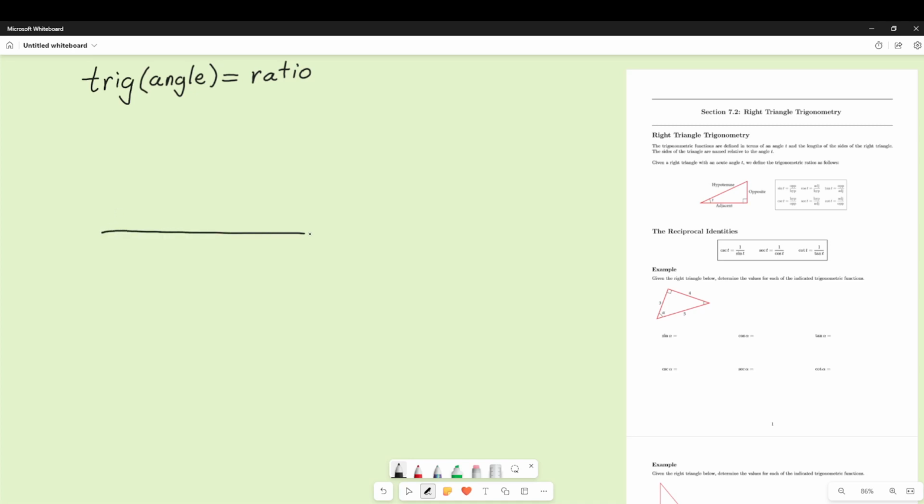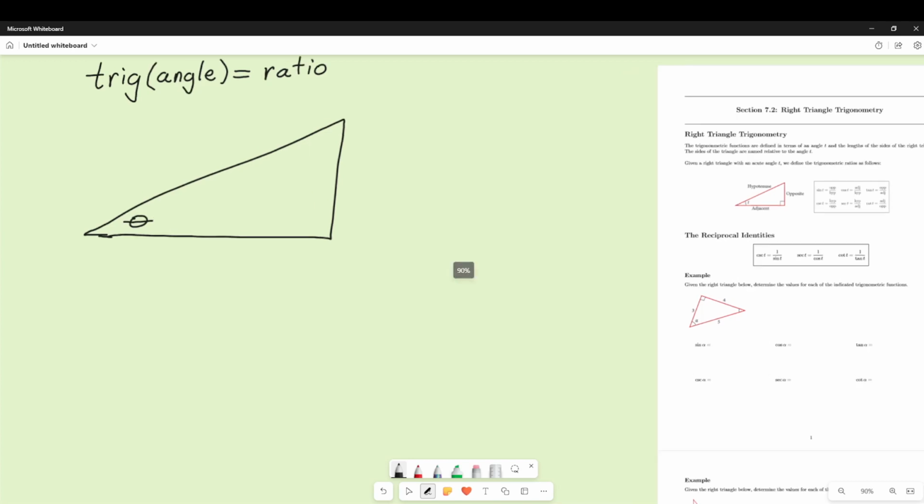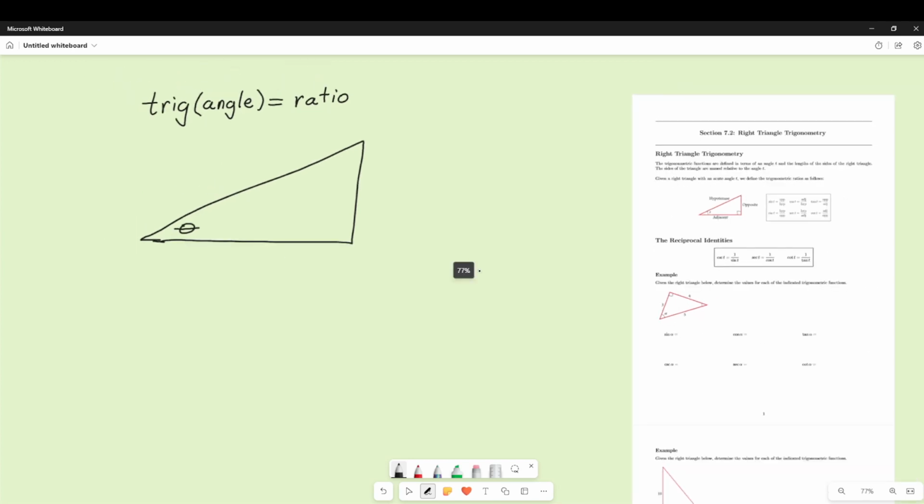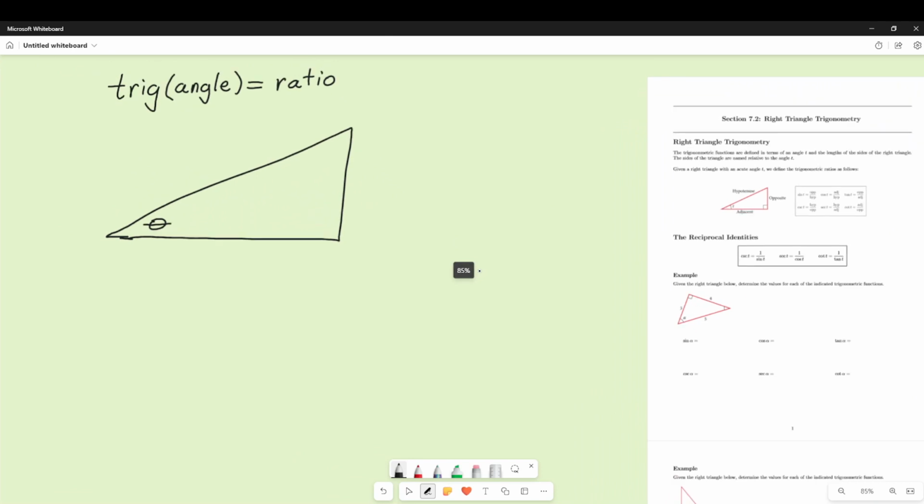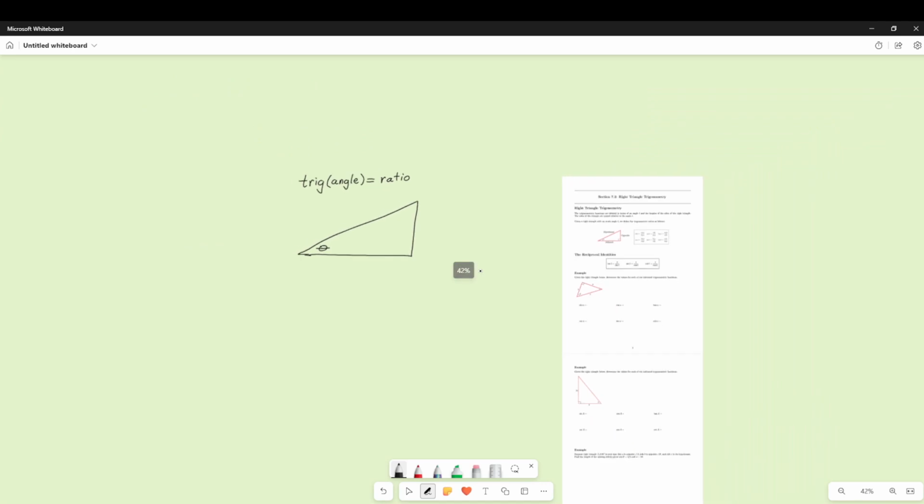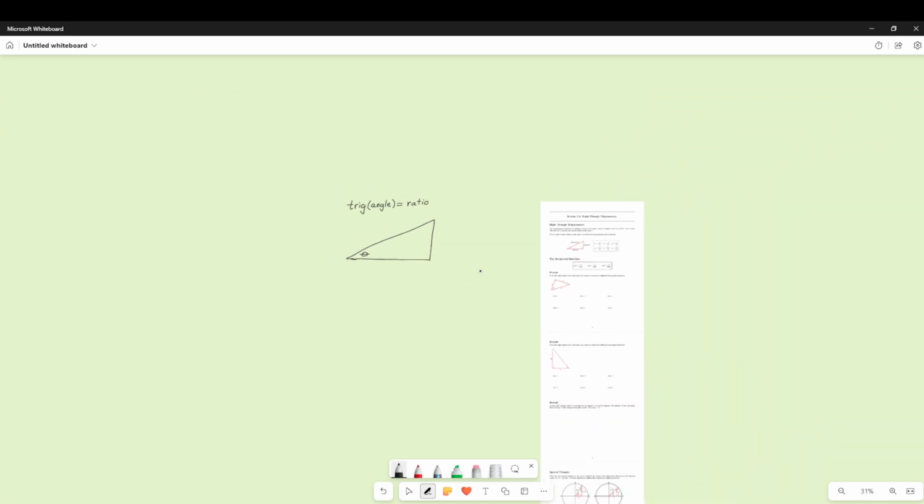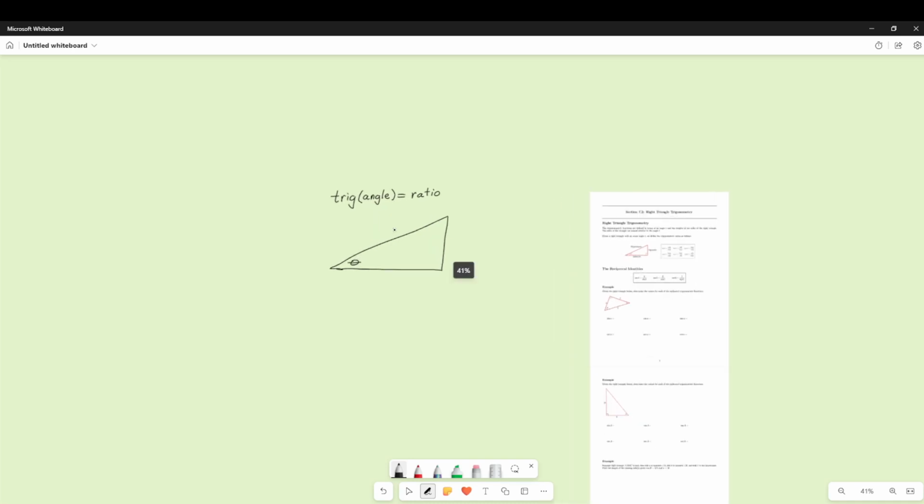So if we give ourselves a nice right triangle here, and that right triangle is at some angle, I'm going to use theta here, no matter how big or small this triangle is, as long as that angle stays the same, the ratio between all of the different sides of that triangle are going to remain constant. So if we make it really small, okay, the sides are small, but the ratio between this length and that length, or the ratio between this length and that length, always stay the same.